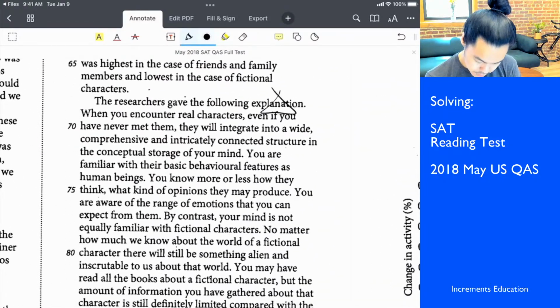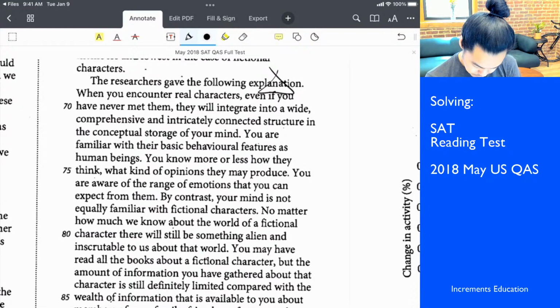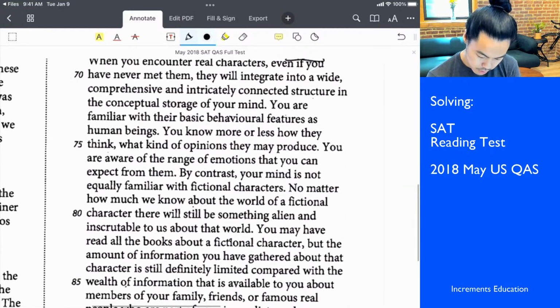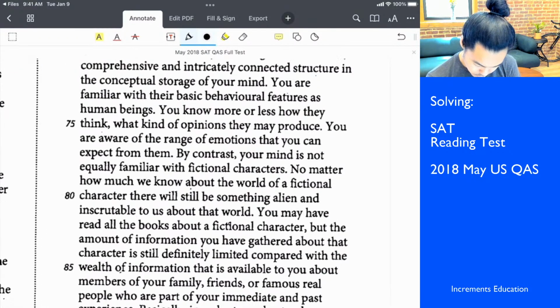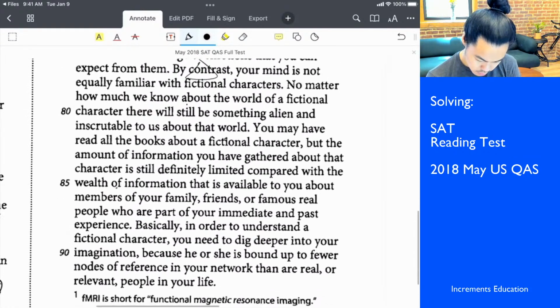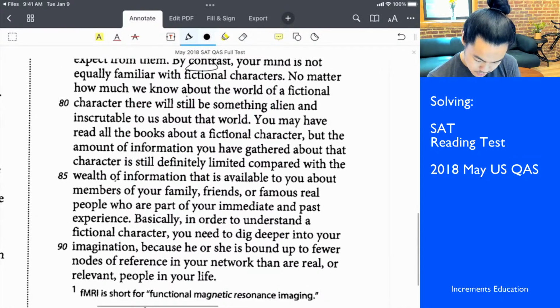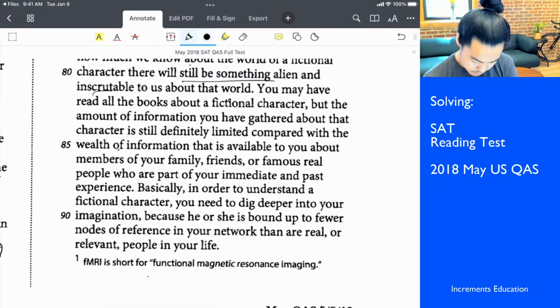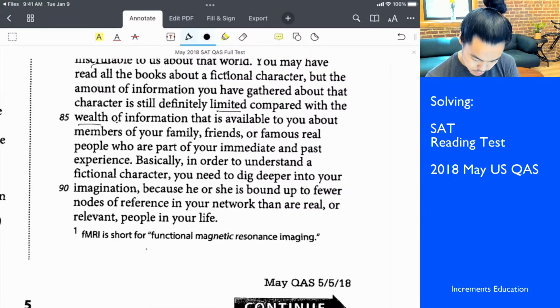Here's the explanation. Here's the discussion. So we have a sort of fiction and non-fiction way of thinking. You are familiar with the basic behaviors. By contrast, you're not equally familiar. No matter how much you know, there will still be something alien or inscrutable. Interesting. It's still limited compared to the wealth of knowledge that you have about real people. You need to dig deeper.